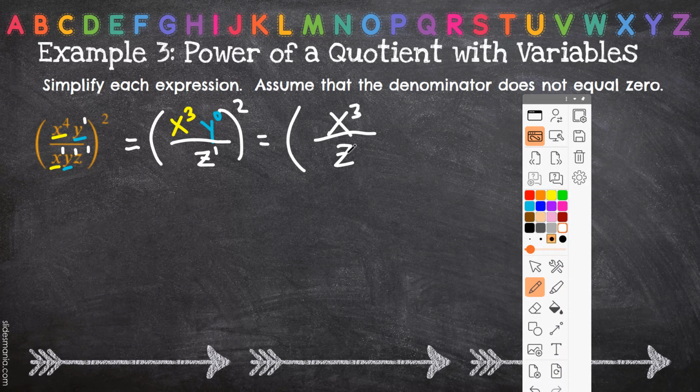And you might ask, why? Well, anything times 1 is itself. So this became 1. X to the third times 1 is x to the third. Now that we've simplified this, let's finally apply the 2. This is going to be x to the 6th on top. This is going to be z to the second on the bottom.